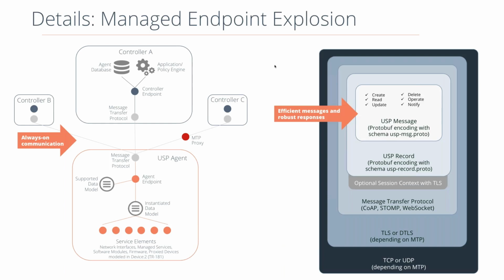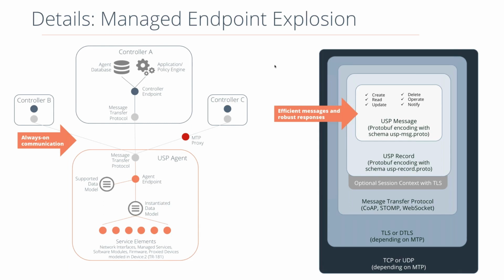So on the left-hand side here, we have the always-on communications channel. This is basically in between any of the controllers and the USP agent. We have this pre-built communications channel that gets established when the device comes online, such that if a controller wants to send a message or a request down to get some information or set some information, that communication channel doesn't have to be established at that point in time.